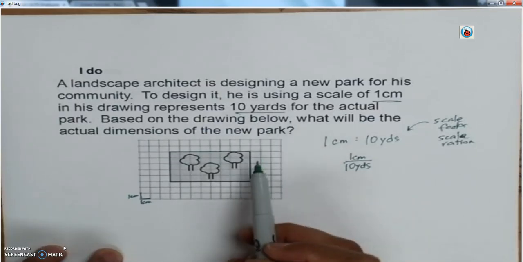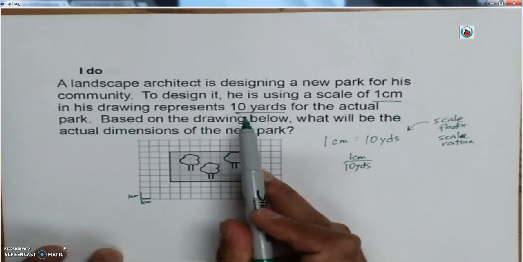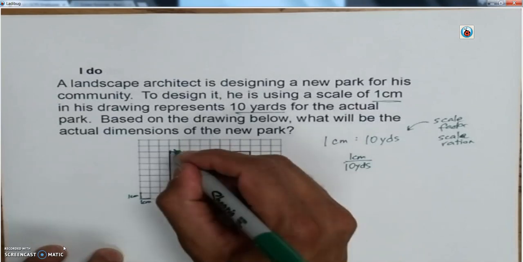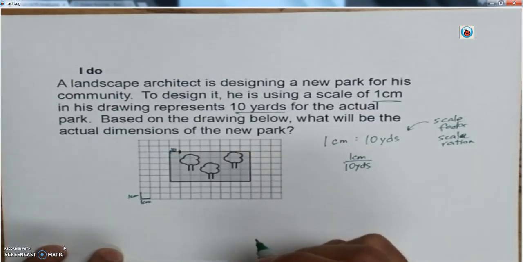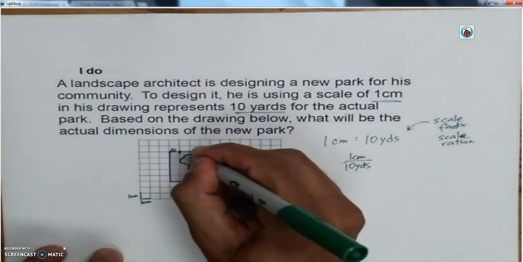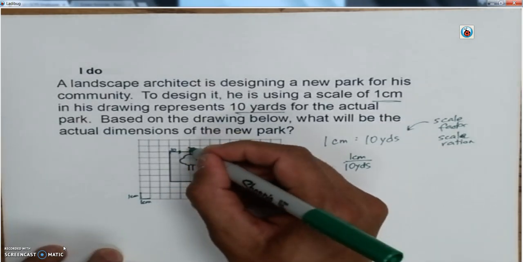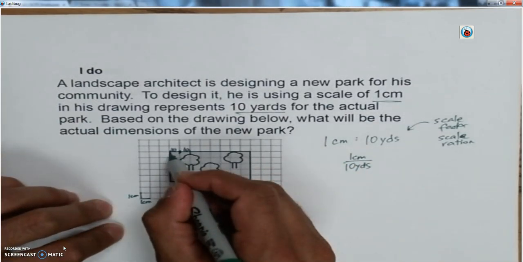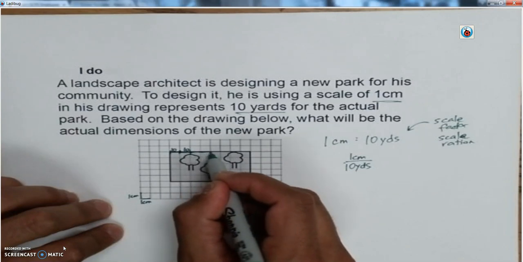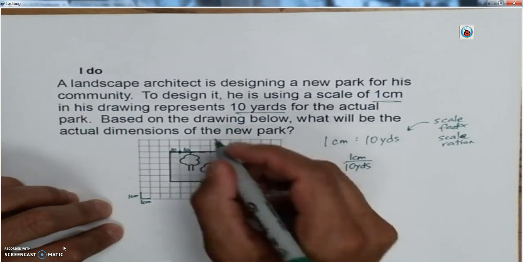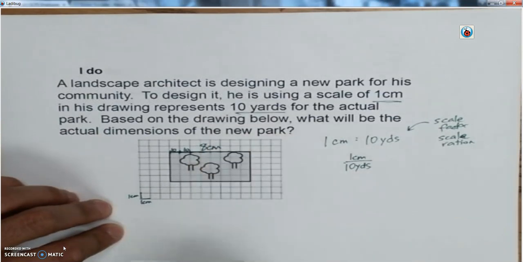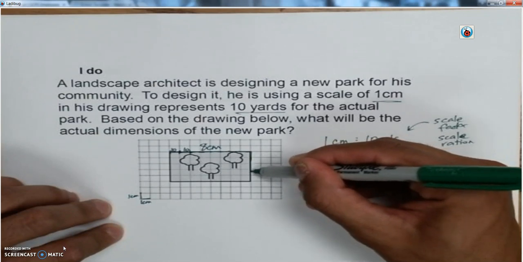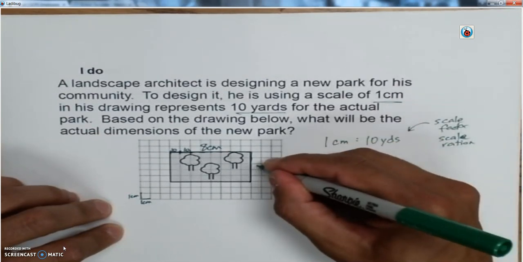Here he's saying 1 centimeter on the drawing is 10 yards in the actual park. So here is 1 centimeter on his drawing, and really that's 10 yards of the actual park. And this is another 1 centimeter in the drawing, so it's another 10 yards in the actual park. So if I look on the graph paper, it's 1, 2, 3, 4, 5, 6, 7, 8. So it's an 8 centimeter drawing that way, and a 1, 2, 3, 4, 5 centimeter drawing this way.